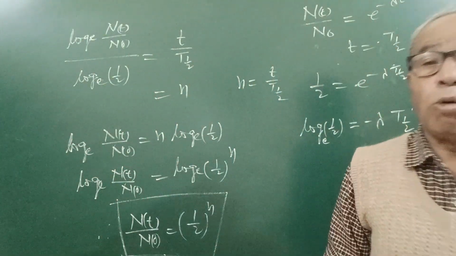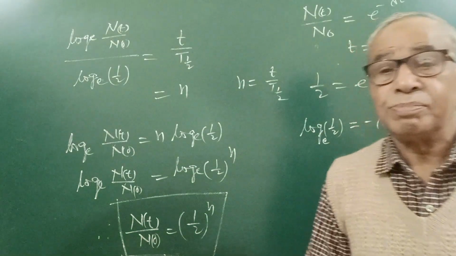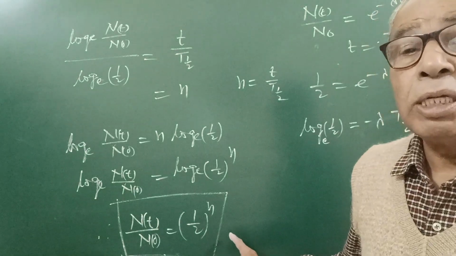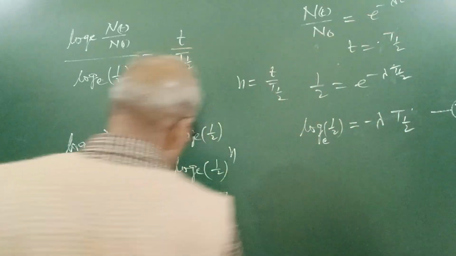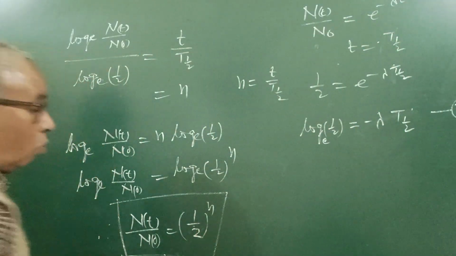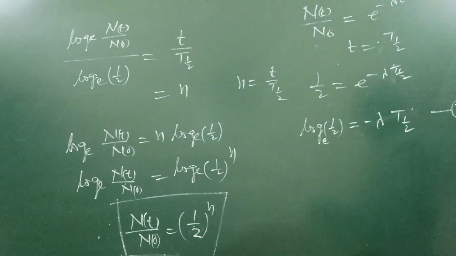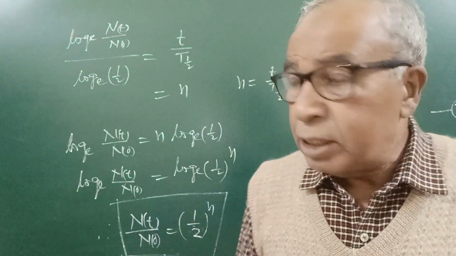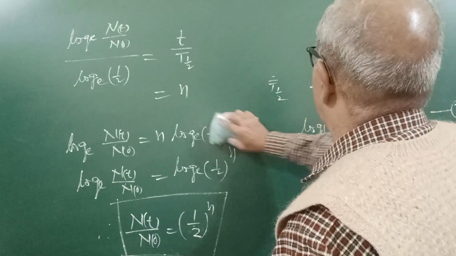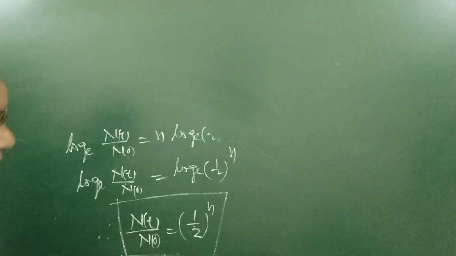A big number of problems is asked in every competitive exam on this relation. And it is Nt upon N0 is equal to 1 upon 2 to the power n. What is n? Number of half-lives. So please try to understand this video, watch it again and again, give time to it. There is one more definition here. You are supposed to learn that definition and know about that thing.